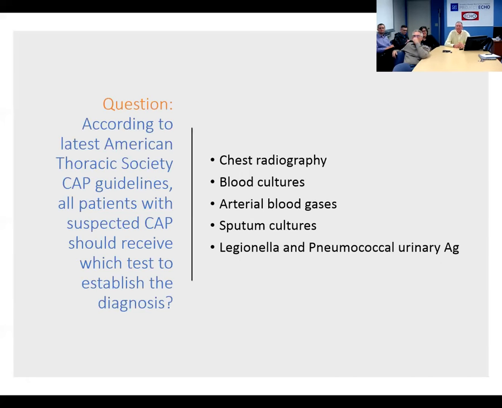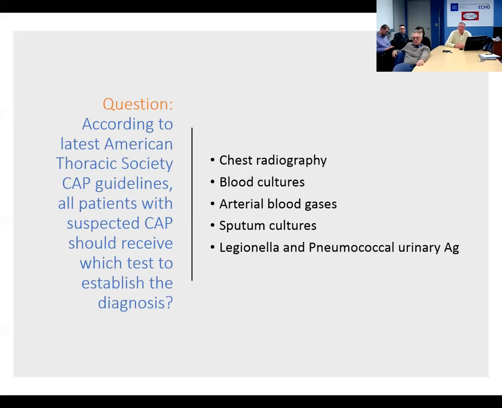Right? According to the latest American Thoracic Society community-acquired pneumonia guidelines, all patients with suspected community-acquired pneumonia should receive which test to establish the diagnosis? Chest X-ray, blood cultures, blood gases, sputum cultures, or Legionella and pneumococcal urinary antigen. So, as you said, it's chest X-ray.